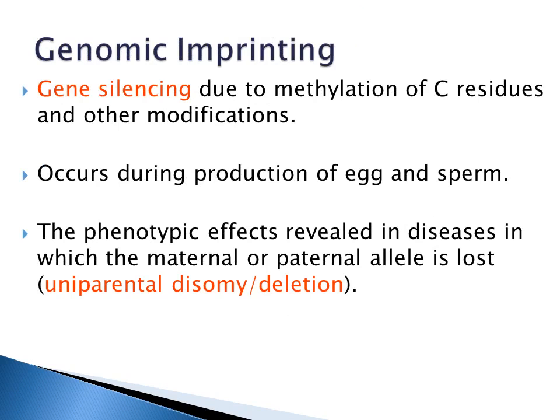Genomic imprinting is another disorder that is not inherited through your traditional Mendelian pattern. In genomic imprinting, you get gene silencing due to the methylation of C residues as well as other modifications. Genomic imprinting occurs during the production of egg and sperm, and the phenotypic effects of imprinting are revealed in diseases in which the maternal or paternal allele is lost, which is known as uniparental disomy or uniparental deletion.